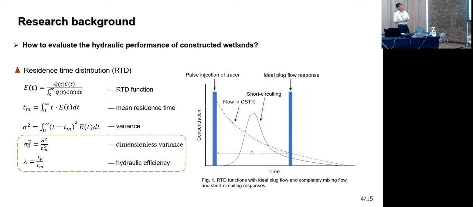Besides, all the indexes to evaluate the hydraulic performance are derived from RTD functions. The two most important indexes are hydraulic efficiency and dimensionless variance.